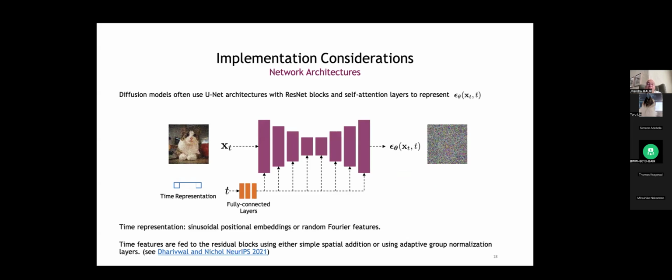How do you implement this? There's a lot of lore. Earlier work used to be done with convolutional networks. U-Nets were very popular. Today, like everything else, everybody is using transformers. And in the diffusion policy paper, they say that they started out with convnets and then later on switched to transformers.